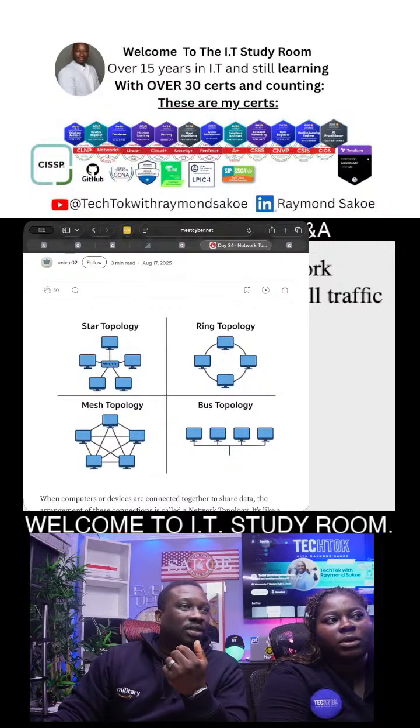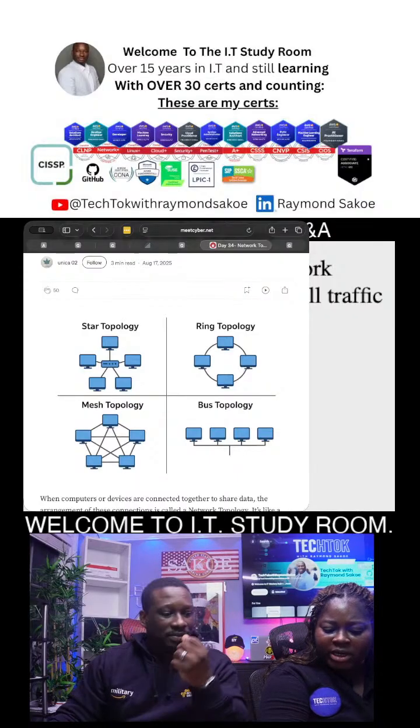So this will be the hub, the centralized device, and then everything else will be spokes. Right? Okay, so that is star. The wireless access point connects to the hub, and this also has to connect, this also has to connect, and this also has to connect.